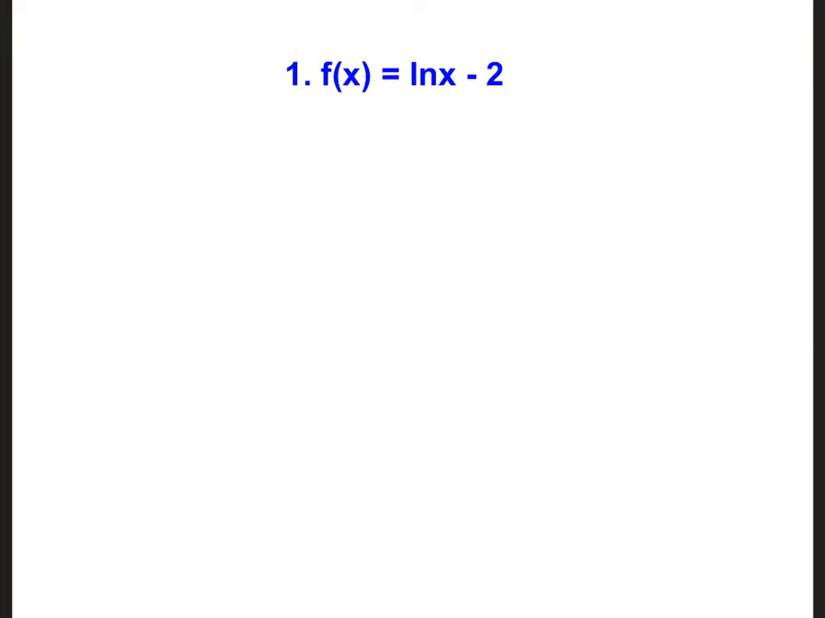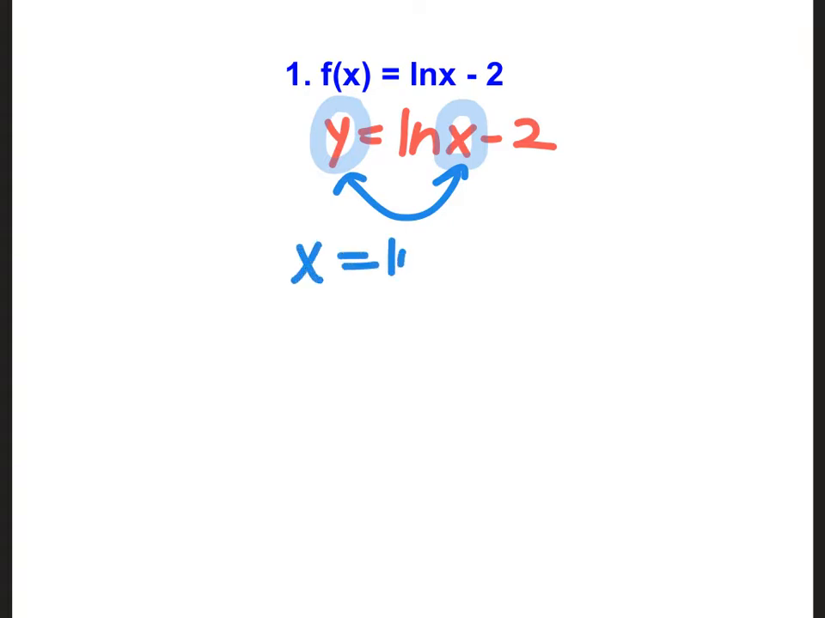All right, we're going to look at our first equation. We have f of x equals the natural log of x minus 2. My first step from our last video said to change f of x to y. So we're going to have y equals the natural log of x minus 2. Now once we've done that, we need to switch our x and our y. So we need to take this value and flip-flop them. So we're going to get x equals the natural log of y minus 2.